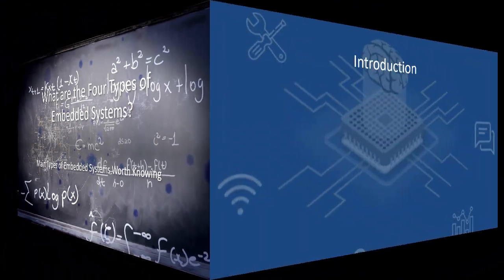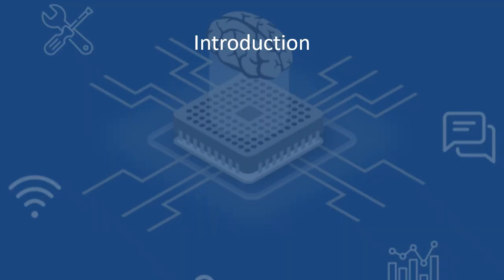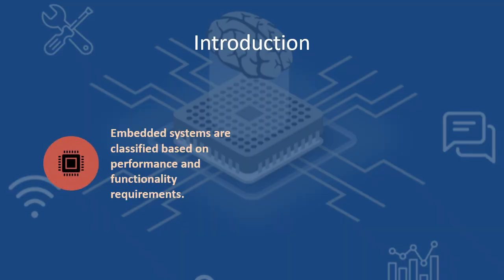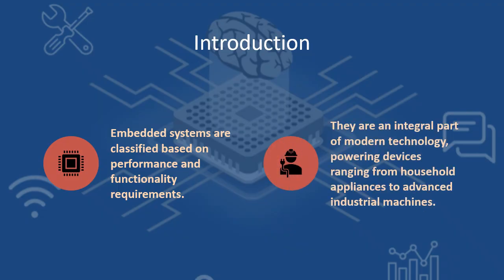Introduction. Embedded systems are everywhere, from simple household appliances to complex industrial machines. They are designed for specific tasks, and based on their performance and functionality, they fall into 4 main categories.